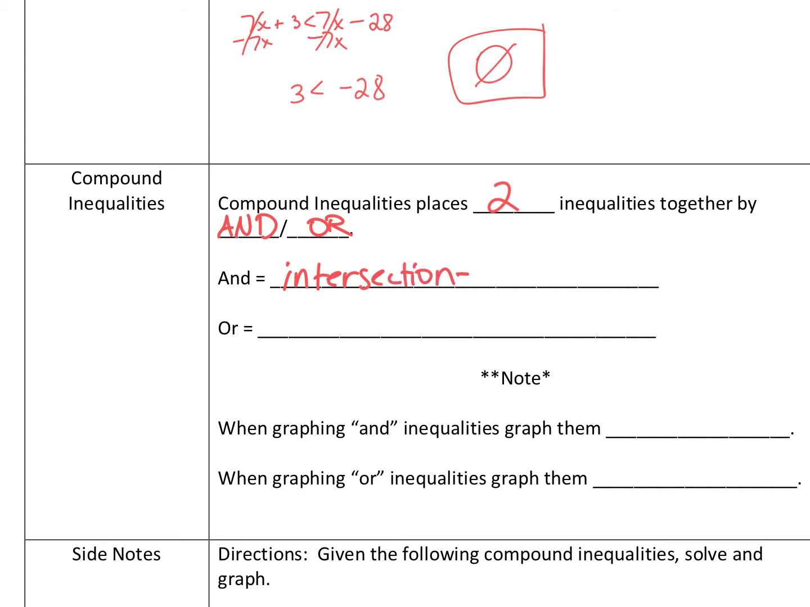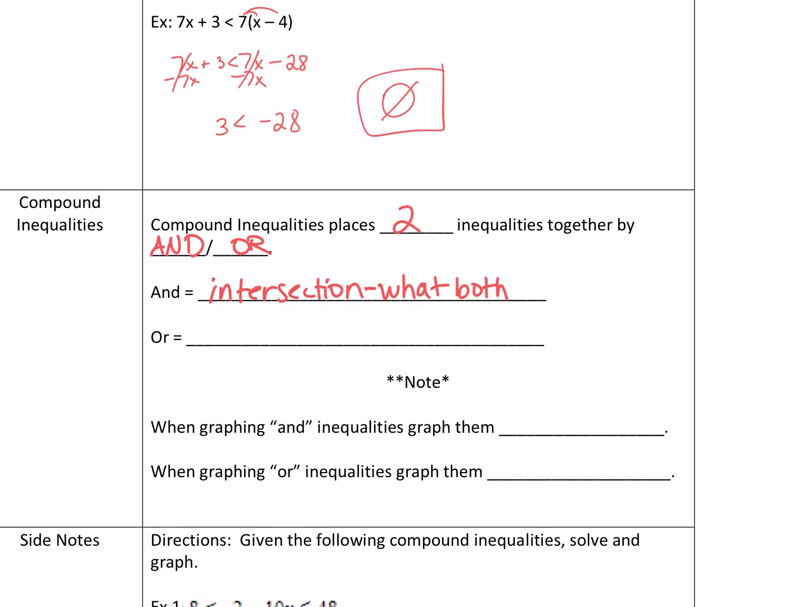So basically when we do our shading, we want what both inequalities have in common. So what they both have in common is what we're looking for here. If one has something that the other one doesn't, it really doesn't matter. We only are looking at what they both have in common. That's going to be what our solution is.